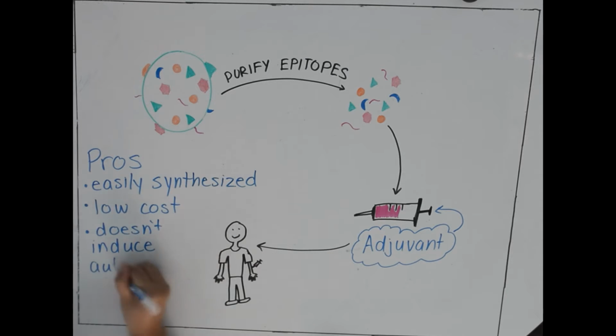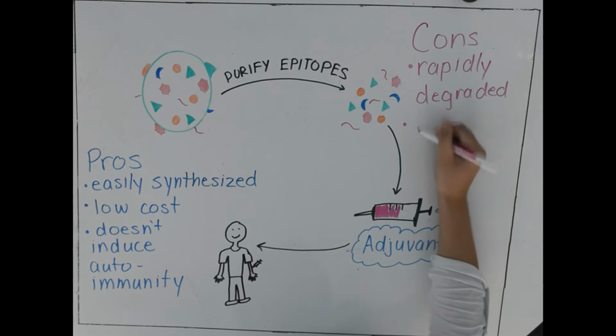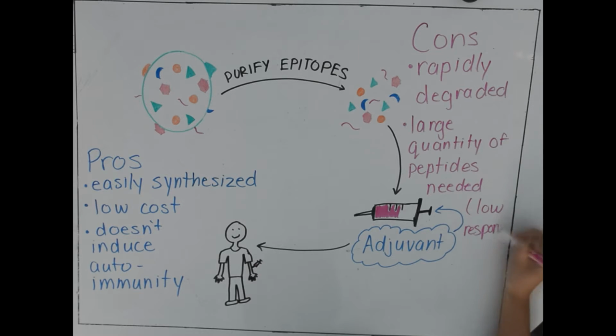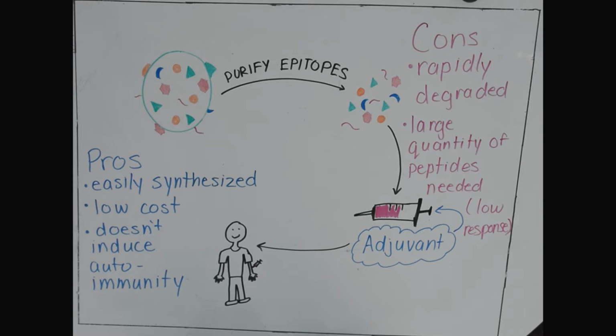On the other hand, the disadvantages of peptide vaccines would be that they're rapidly degraded, and they also require a large amount of peptide in order to induce an immune response.